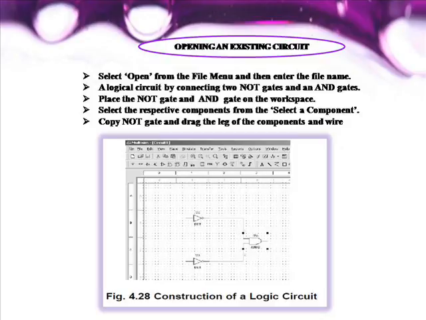Building a logical circuit by connecting two NOT gates and an AND gate. Place the NOT gate and AND gate on the workspace. Select the respective components from the component selector. Copy the NOT gate, then drag from the legs of the components to connect the wires.